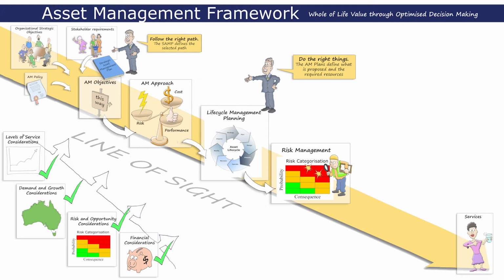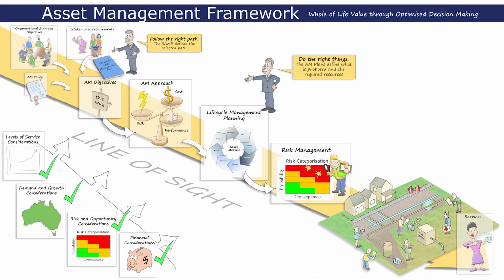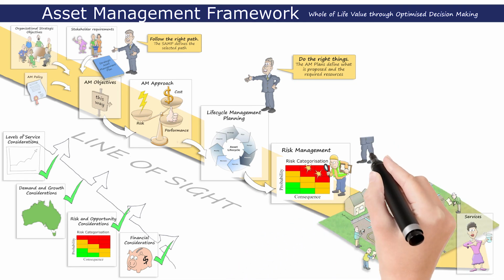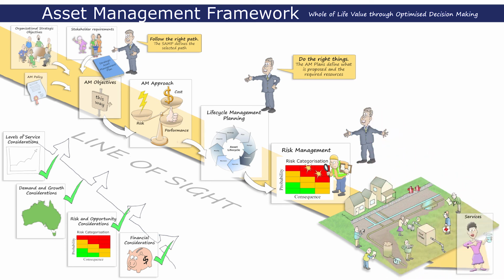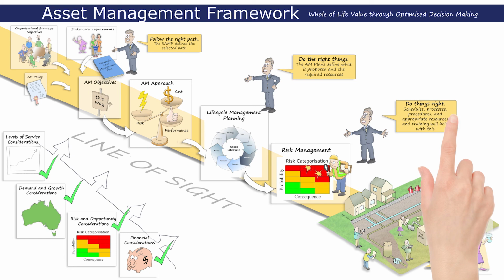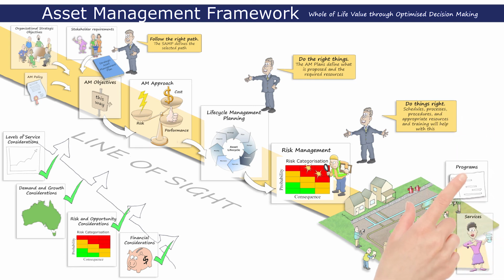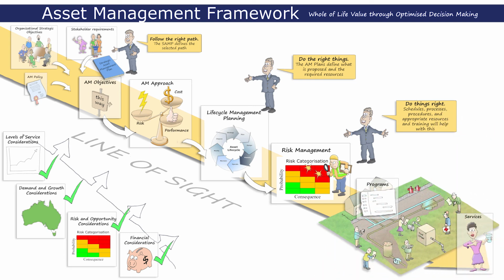But the job's not done yet. Now the plans are in place, we need to manage the assets that are going to provide the services to our customers. We know the right path to follow and things to do. Now we need to make sure we do things right. We need programs to schedule the work so it can be undertaken efficiently and effectively.